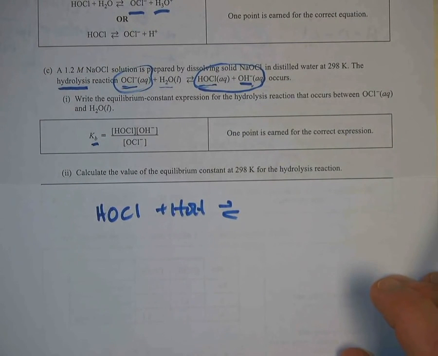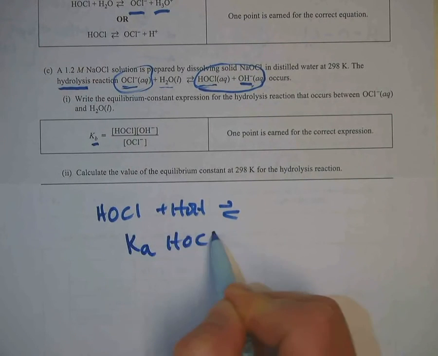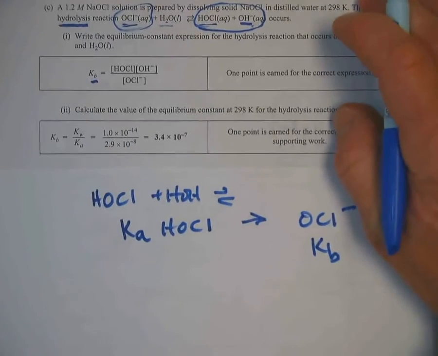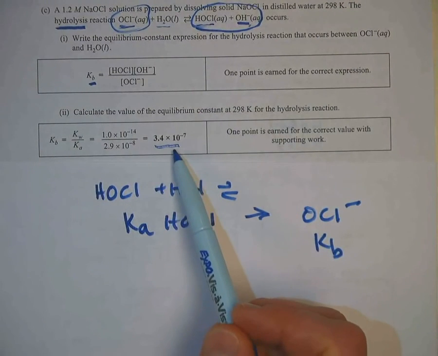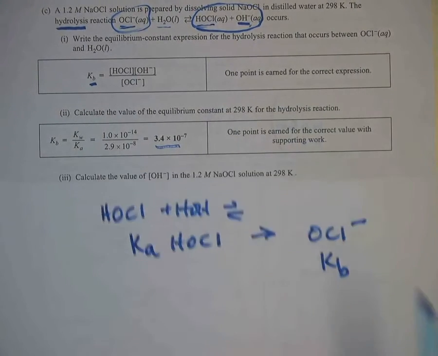Well, now you have to look back up at the very beginning of the problem for this, because they do give you the Ka for HOCl. How is that related to OCl minus acting as a base? Well, Ka times Kb, remember, is equal to 1 times 10 to the negative 14th, and so you can use that to find the Kb for OCl minus.